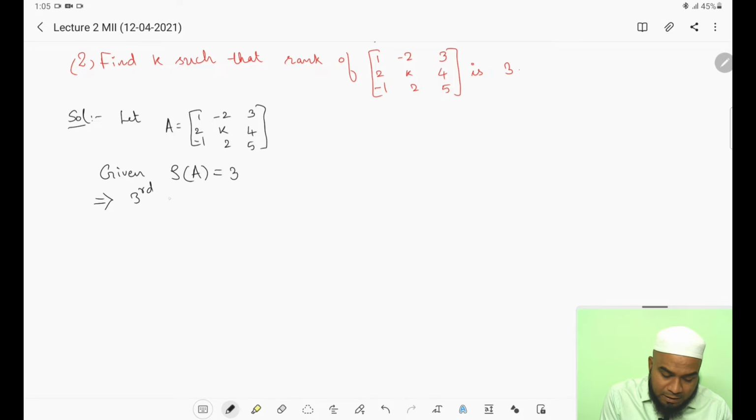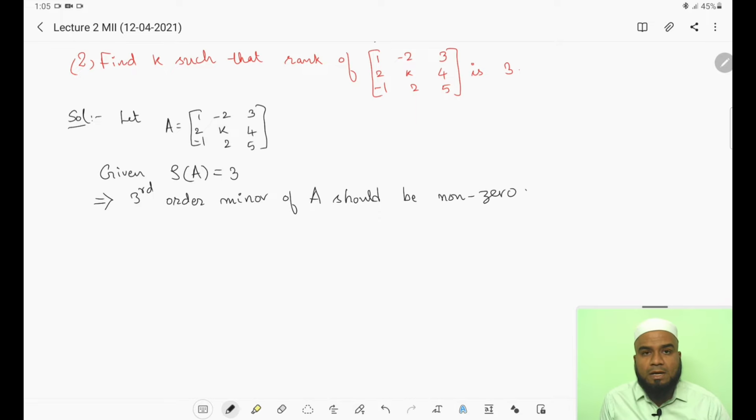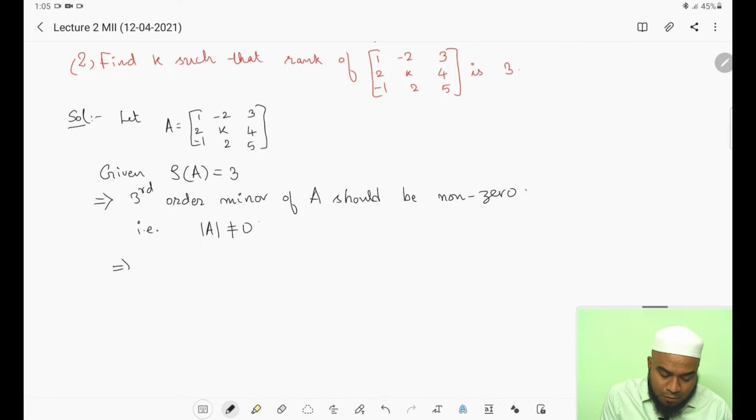So first I will write that the third order minor of A should be non-zero. If rank is given to be 2, we have to take the third order minor to be 0. If rank is given to be 3, then the third order minor will be non-zero, right? That is, the determinant of A is not equal to 0. So what is the determinant? 1 minus 2 3, 2 k 4, minus 1 2 5. This should be not equal to 0.